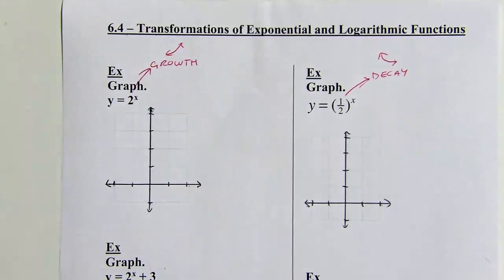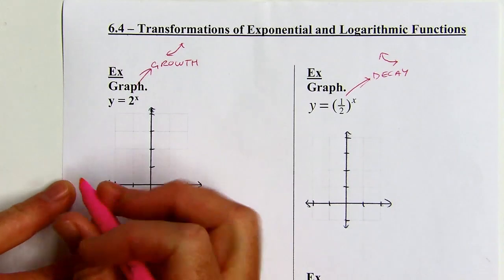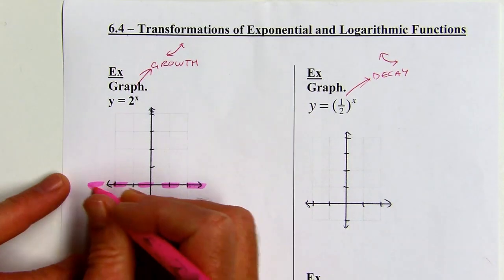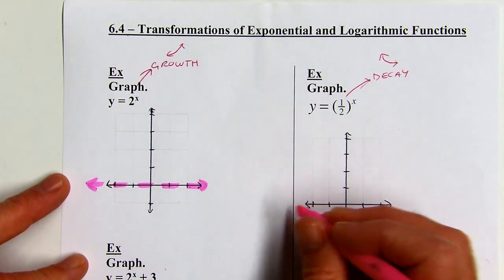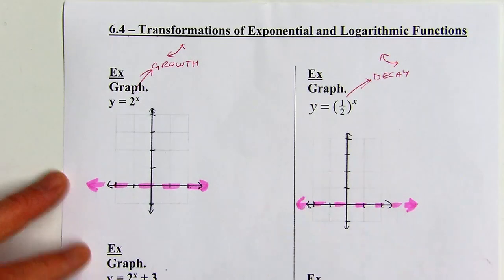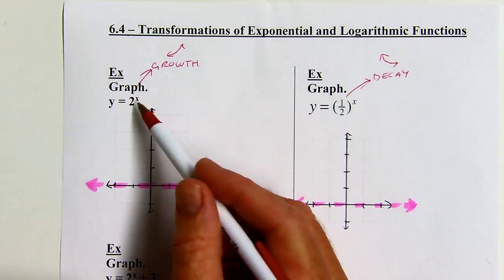for the decay. Okay, so on both of these parent graphs, any exponential function is going to have a horizontal asymptote, and for the parent graphs, that horizontal asymptote is going to be on the x-axis like that. Okay, so we can plug in some different x values.